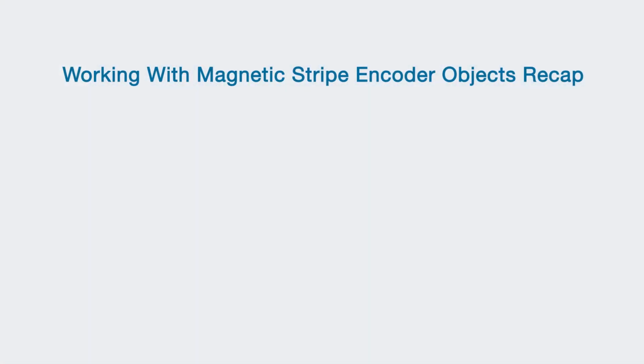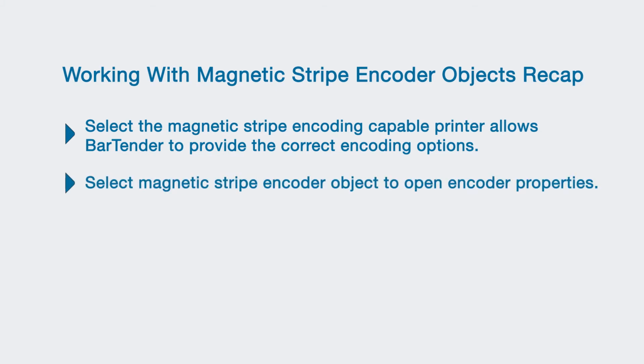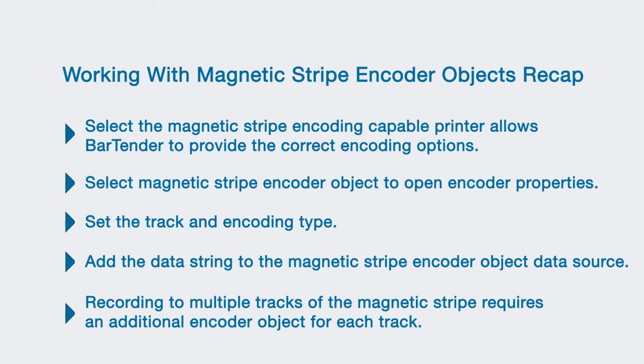To quickly recap, in this video, you learned how to work with magnetic stripe encoder objects. Selecting the correct printer before getting started allows BarTender to present you with the appropriate encoding options available to you in the design process. Selecting the encoder object from the drop-down menu in the Object toolbar opens the Magnetic Stripe Properties dialog, where you can set the track and encoding type. Select the data source of the encoder object to add the data string. If you need to encode to multiple tracks of the magnetic stripe, you will need to place an additional encoder object for each track that you want to encode.